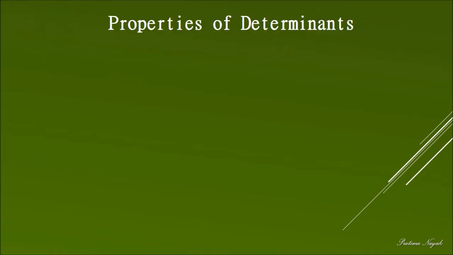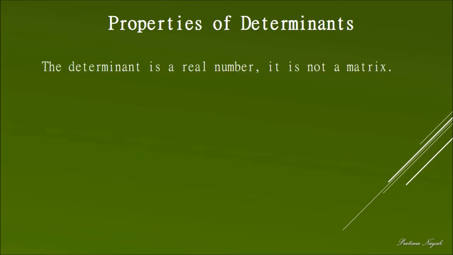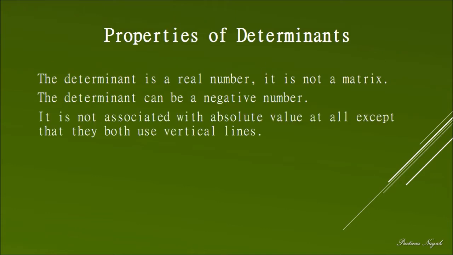Before going to find the determinant of 3 by 3 matrix, let us learn some properties of determinants. Determinant is a real number. It is not a matrix. Determinant can be a negative number. It is represented by a modulus sign. It does not mean that it will always be positive. It can be negative also. It is not associated with absolute value, though the symbol is the same, except they both use the vertical lines.